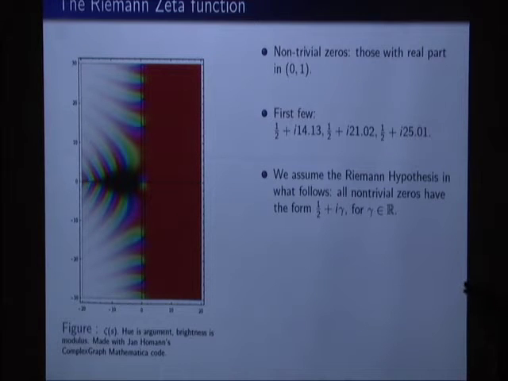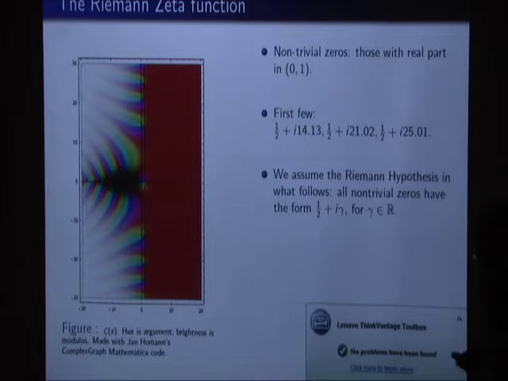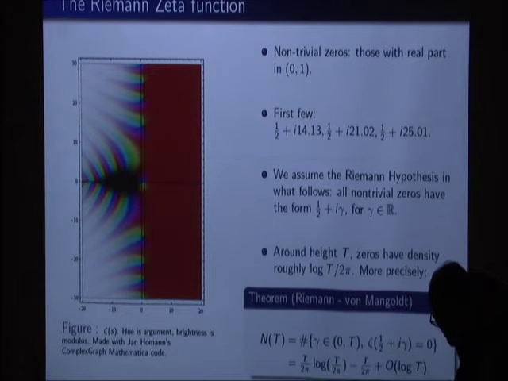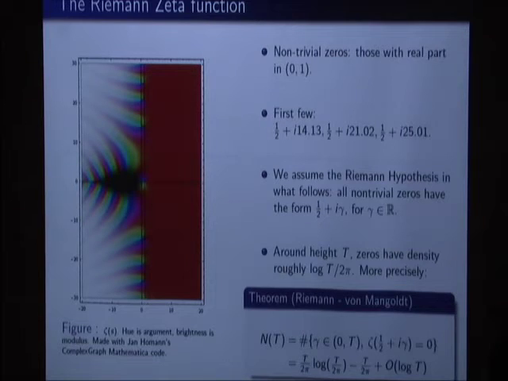And in particular, they all have real part equal to 1/2. That shouldn't be very surprising. So we assume the Riemann hypothesis and what follows. And we use this notation 1/2 plus i gamma, so that a sum over gamma is just a sum over all the imaginary ordinates of the zeros.